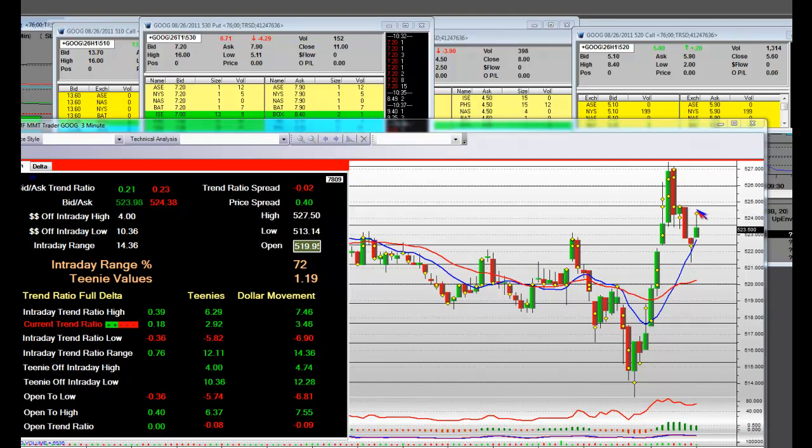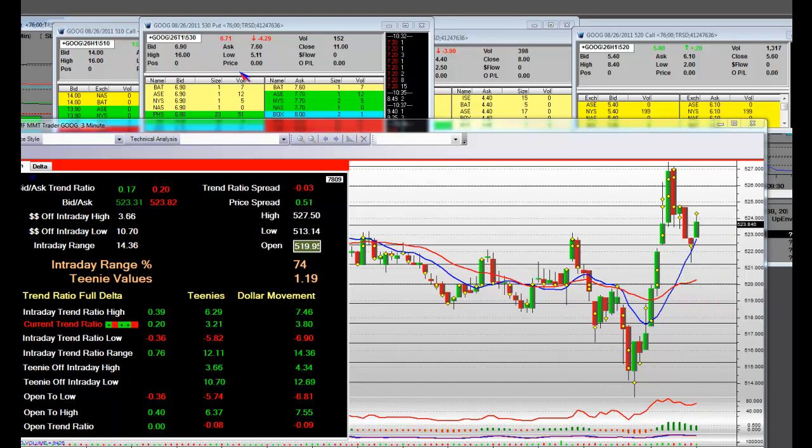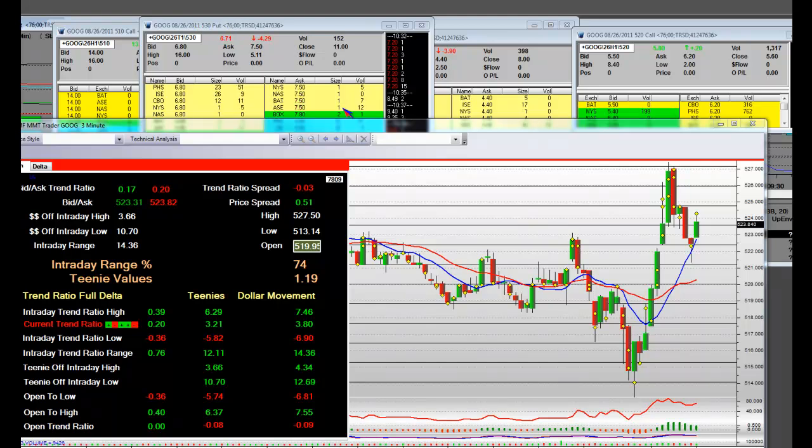That's the reversal. This was the initial breakout. This was the 1 teeny, 2 teenies, 3 teenies, 4 teeny, 5 teeny reversal. So your reversal, if you take 5 teenies times $1.19 today, that's what that reversal was. And that's why these put options over here, the 530s, had a good trading range.